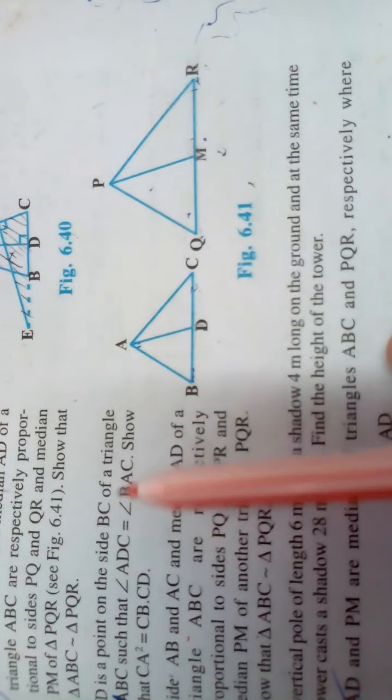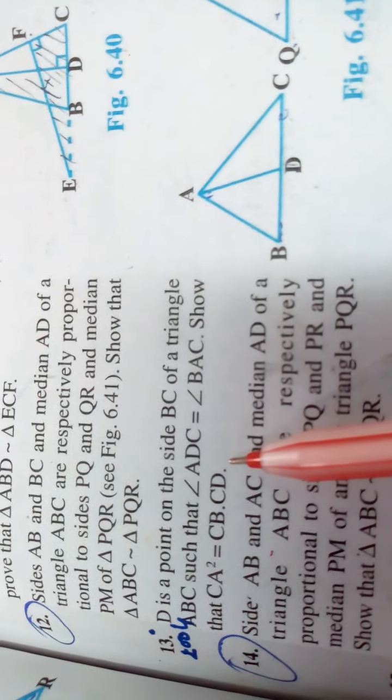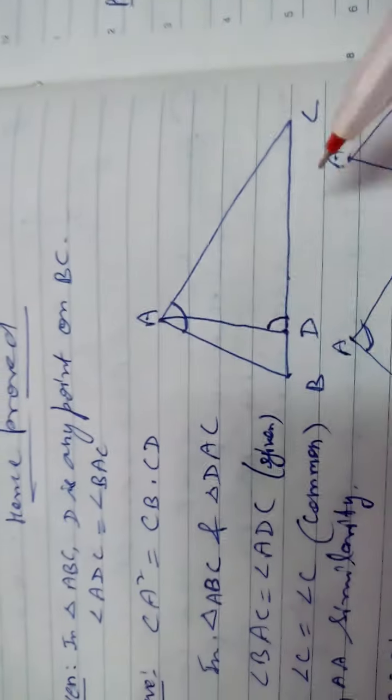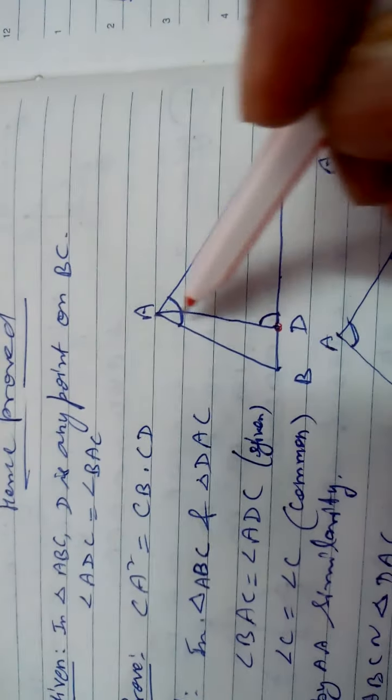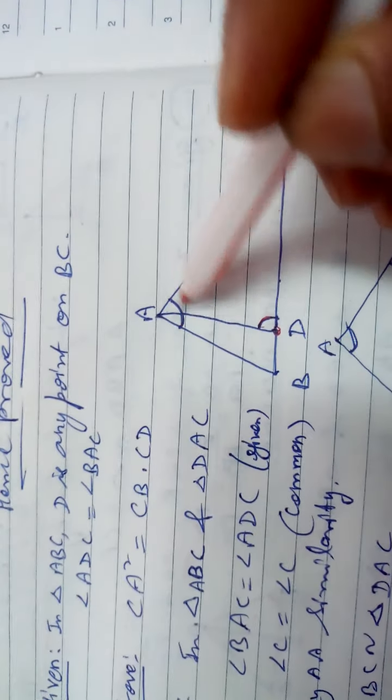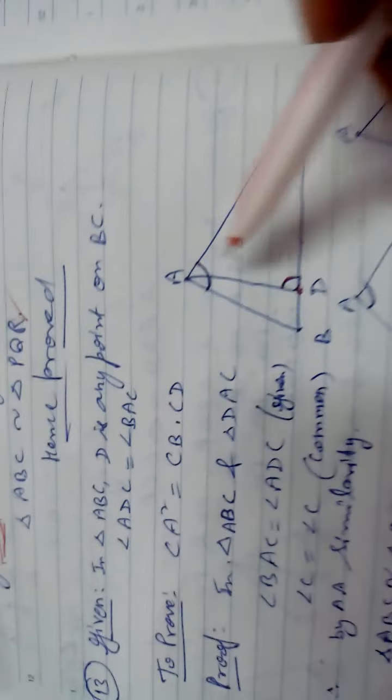Question number 13 is given. In question number 13, D is a point on side BC of a triangle ABC such that angle ADC is equal to angle BAC. Prove CA square is equal to CB into CD. First of all, you draw the figure ABC, take a point D on BC, join it. This angle is equal to this, it is given. You want to prove CA square.